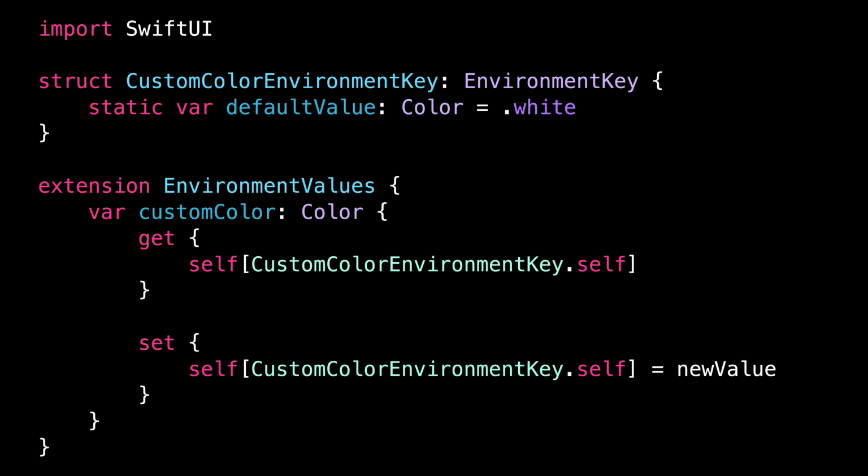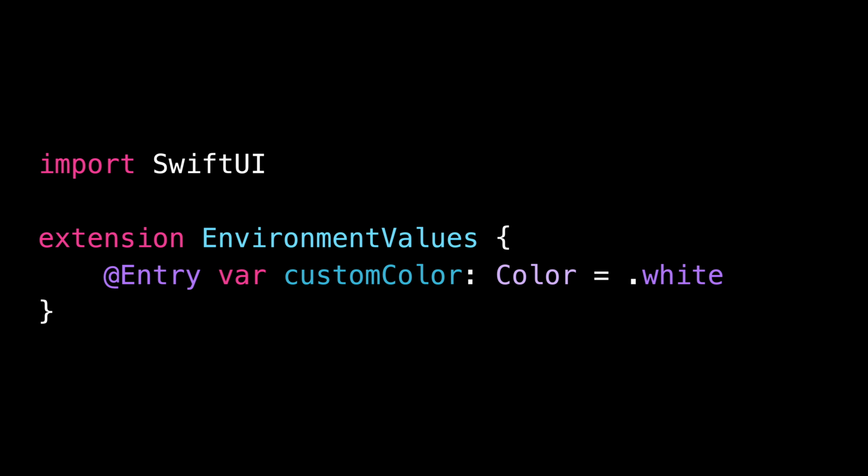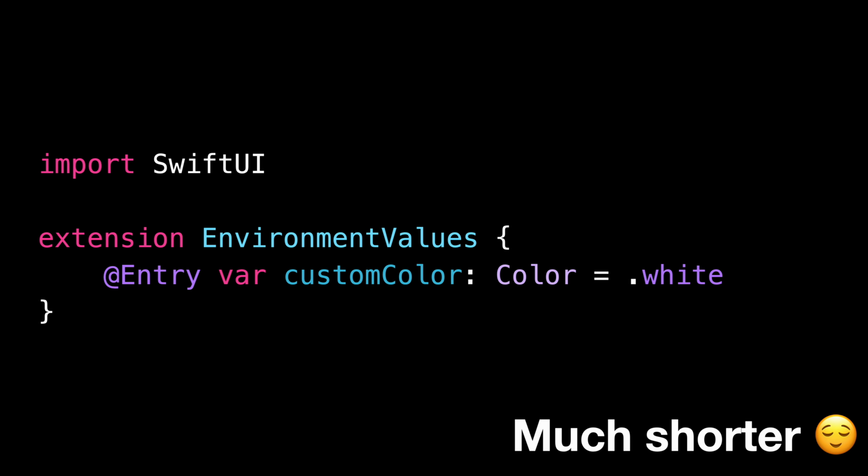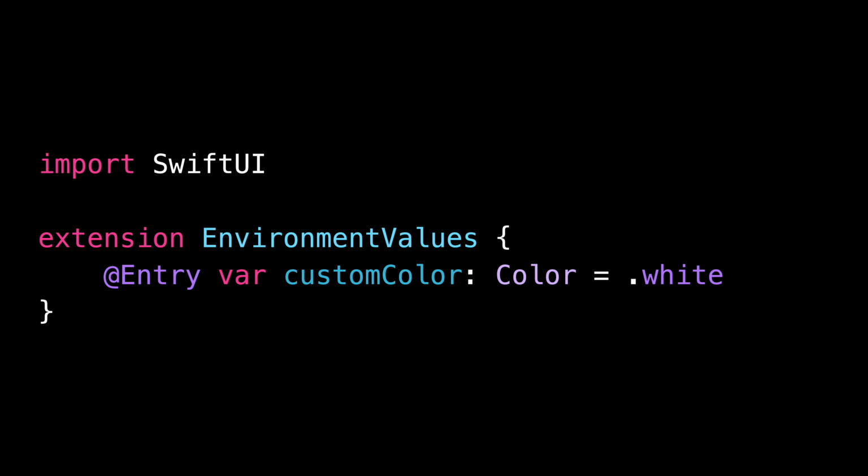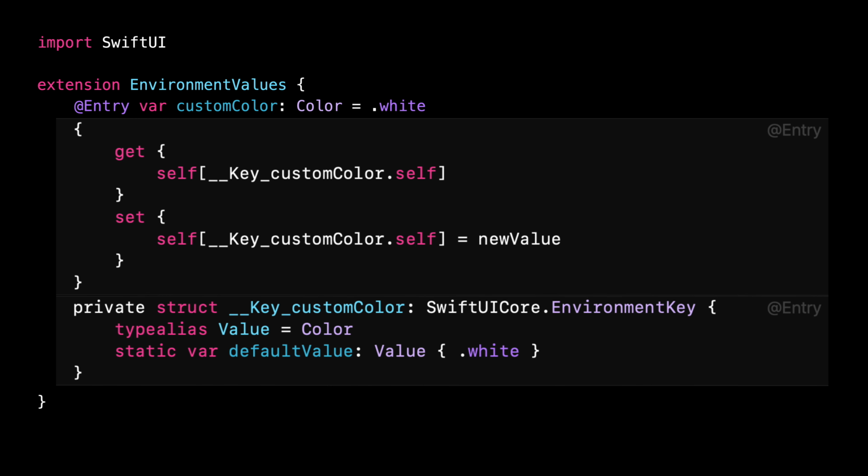Well, the good news is that since Xcode 16, it's now become possible to very easily generate that code. Now you no longer need to explicitly create an environment key and then use it to implement a new computed property of environment values. Instead, you can simply declare an extension to environment values, declare your property, give it a default value, and finally, annotate it with the new @entry macro. And if we expand the macro to see what code it generates, we'll see that it produces the exact same code that we had to write by hand before.